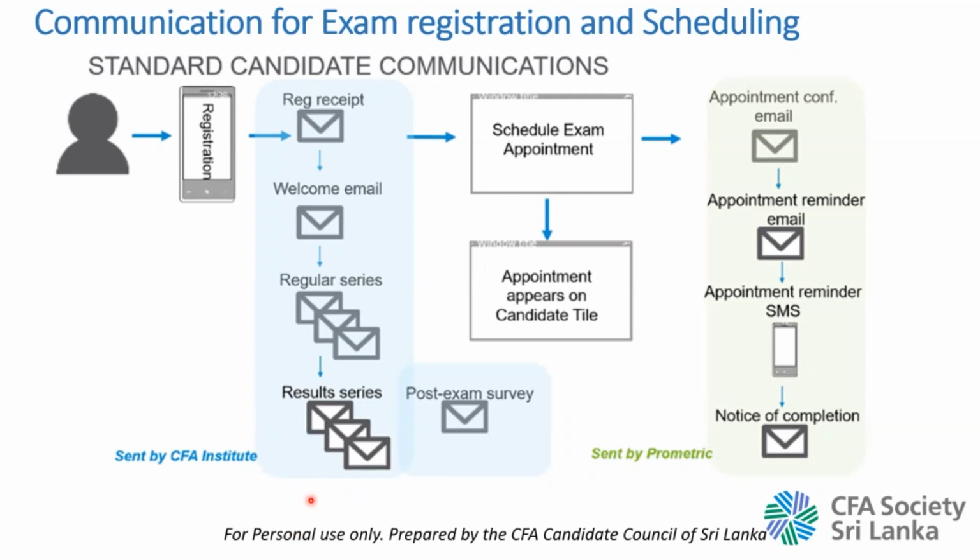Then once it comes to the scheduling, that's where you would be getting contact from Prometric. So those confirmation emails, the reminders they send, if there's an update to the venue, etc., those would all be by Prometric. And I believe they also said that you can sign up for SMS notifications and things like that. So all of those will be handled by them.